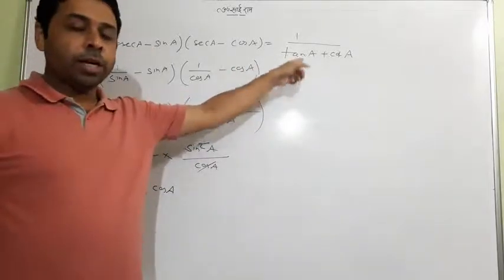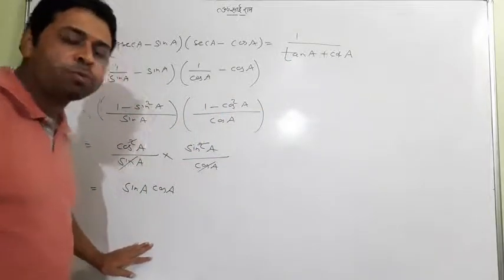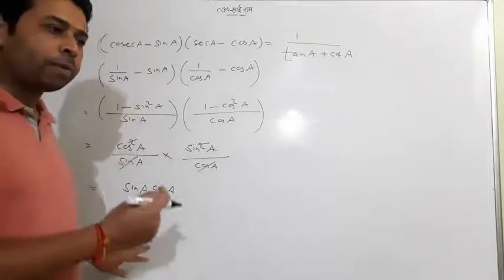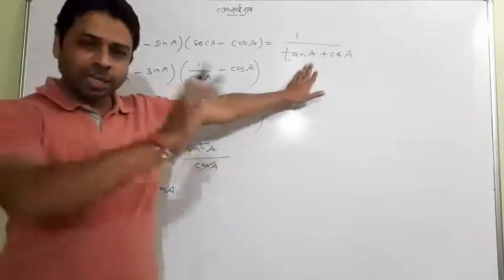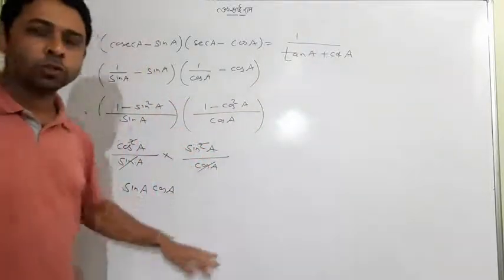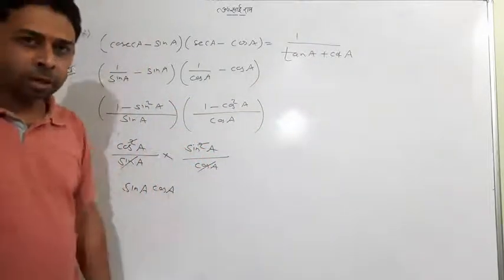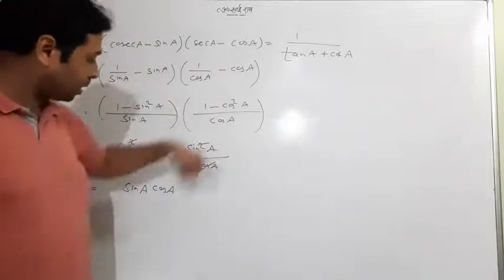If you are not able to do this, if you cannot think what should be done further, then I have one suggestion for you: drop your left hand side here, take the right hand side separately, and also reach till here. Both answers should be the same. This is one of the methods, but I won't follow this method. I am going to find the direct answer from this step.